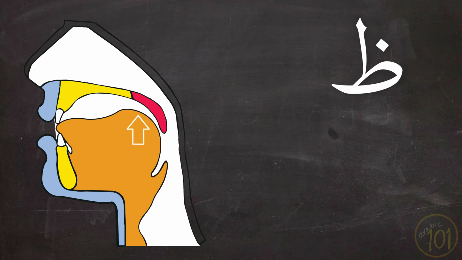So, to recap on how to pronounce dha properly. 1. Tip of the tongue is touching the tip of the upper front teeth. And 2. The vocal cords are vibrating. And 3. The back of the tongue is raised, producing that heavy sound.